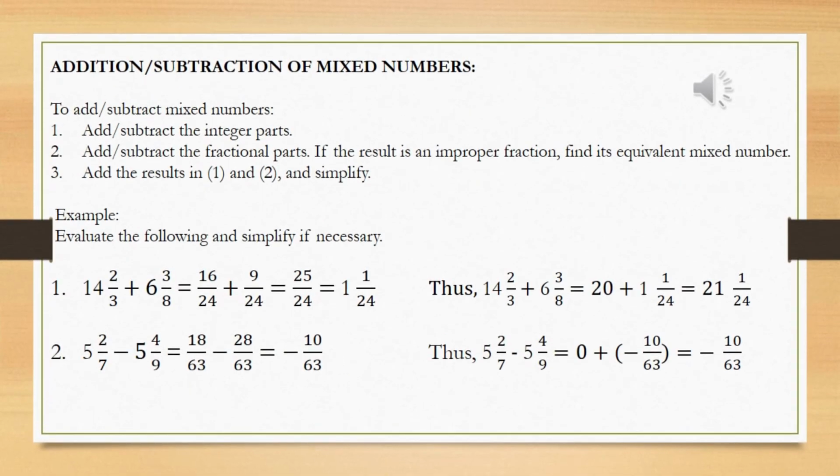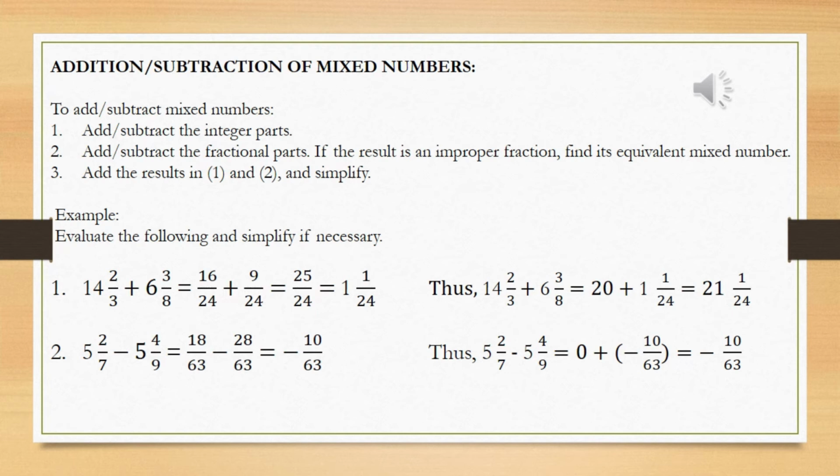In adding or subtracting mixed numbers, first you would add or subtract the integer parts. Second is to add or subtract the fractional parts. If the result is an improper fraction, find its equivalent mixed number. And third, add the results in 1 and 2 and then simplify. Example, evaluate the following and simplify if necessary. Number 1, 14 and 2/3 plus 6 and 3/8.